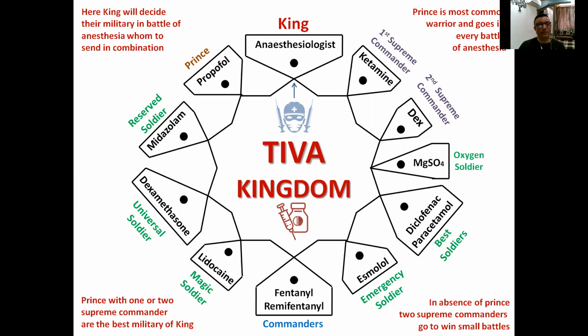Here the king will decide the military in the battle of anesthesia, whom to send in combination. Like the prince is the most common warrior and goes in the early battle of anesthesia. So propofol can be mixed with all the drugs available in the theater. And propofol can be mixed with ketamine, or propofol can be mixed with ketamine plus dex. So the prince with one or two supreme commanders are the best military of the king. And in the absence of the prince, two supreme commanders go into some battles, like ketamine and dex. They work together, and with this combo they can go into the battle of pediatric anesthesia.